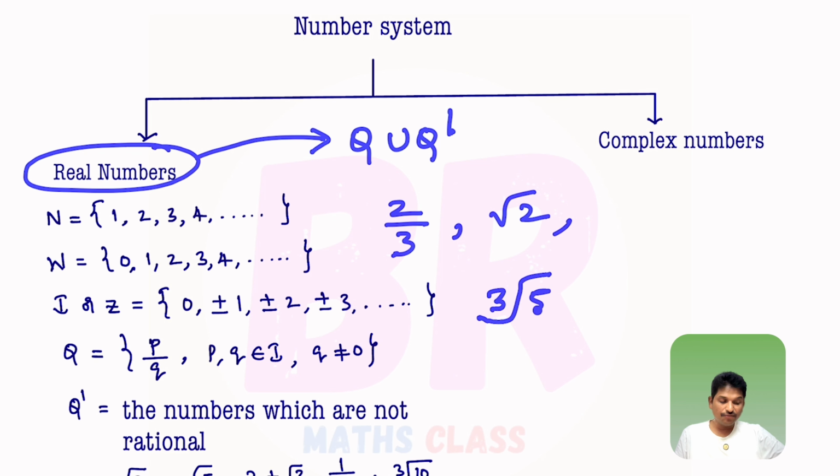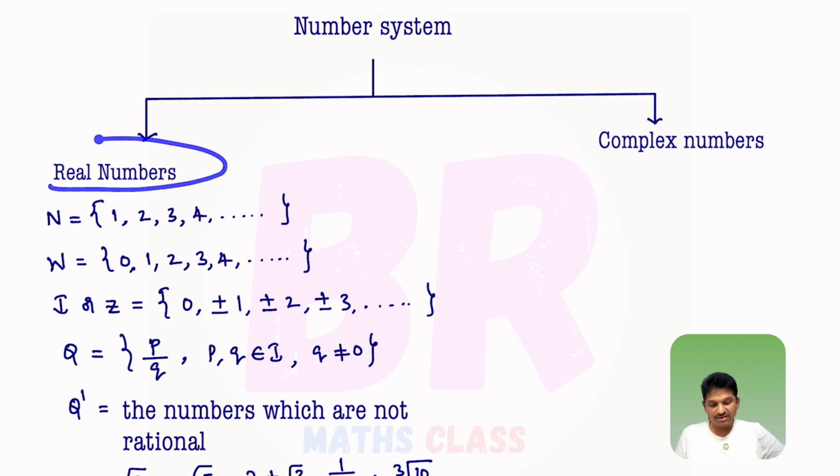Cube root of 5, is it a real number? Yes, if you calculate this, you will get some number. It is a real number, right? So, real numbers are the union of rational and irrational numbers. Now, complex numbers. What are complex numbers?